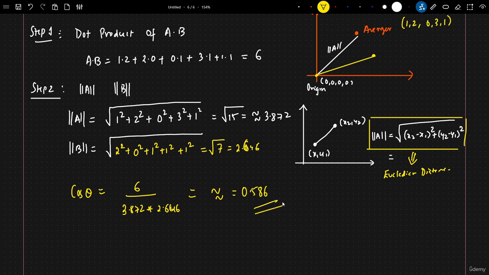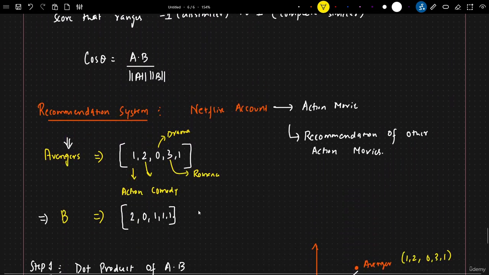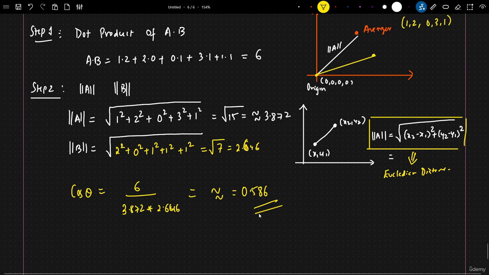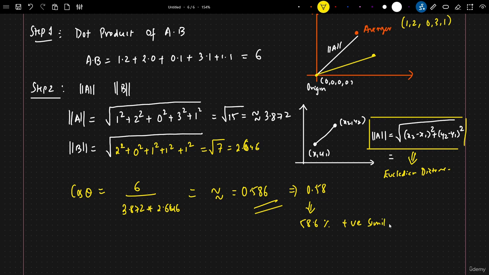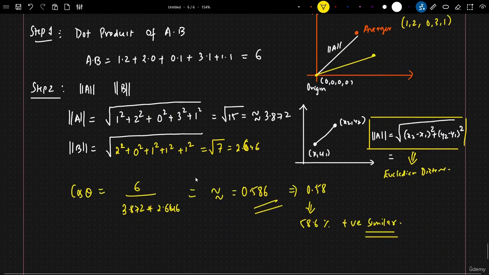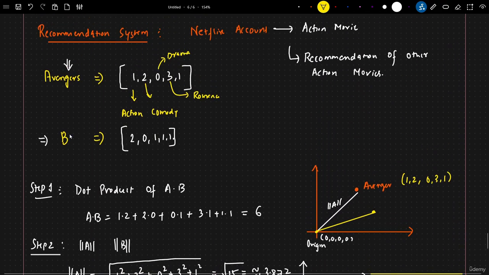Now the cosine distance, that basically means the similarity score between the Avengers movie and the B movie, is something like 0.586, which you can say is 58.6% positively similar. So if a person is watching a movie called Avengers, there is a 58.6% chance that this B movie will also get recommended.